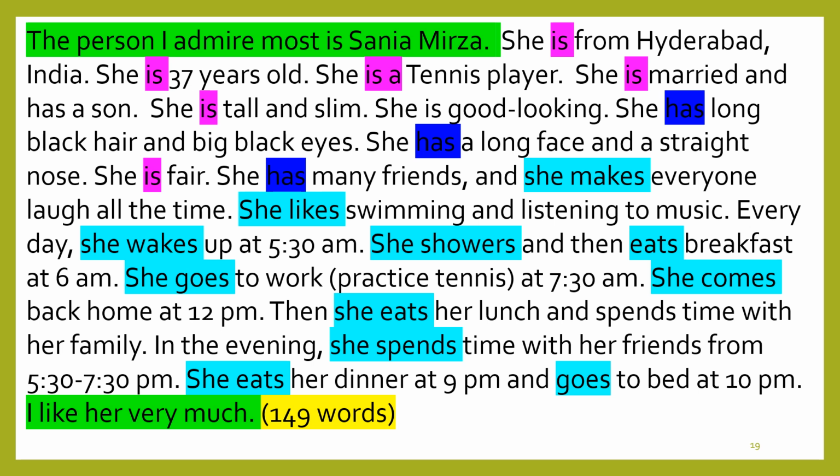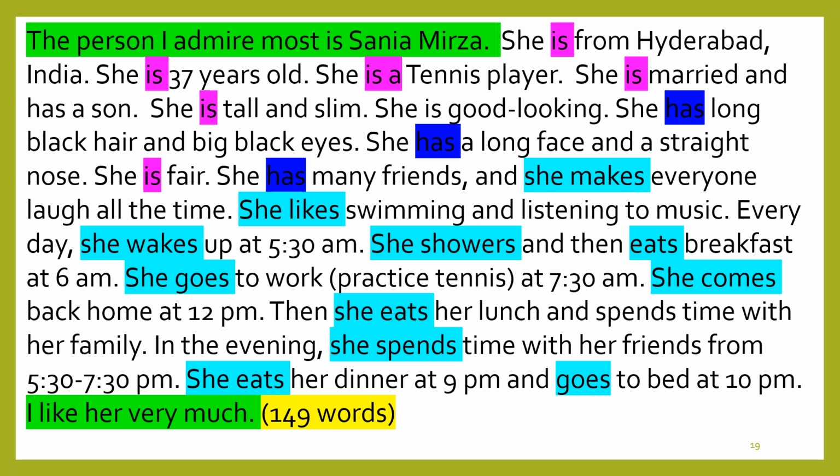The highlighted in green are the topic sentence and the concluding sentence. And we are describing where she is from? So we use the word is. We are describing her age, so is. Profession, is. We are telling if she's married or not, is. Height, is. Again, she is good looking.